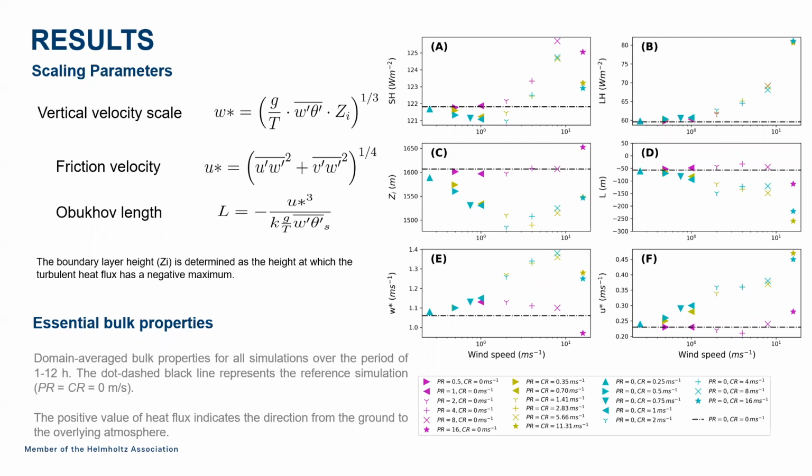The positive value of heat fluxes indicates the direction from the ground to the overlying atmosphere. And both sensible and latent heat fluxes increase with the increase of the wind speed. We will show the details in the next slide. It seems that the boundary layer height, the Obukhov length, the vertical velocity scale, and the friction velocity are not affected by the parallel river wind, but only affected by the cross river wind here.